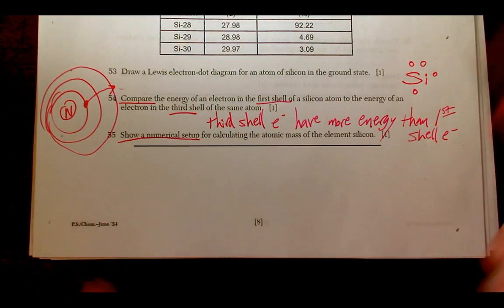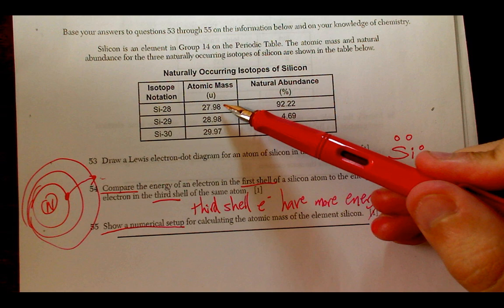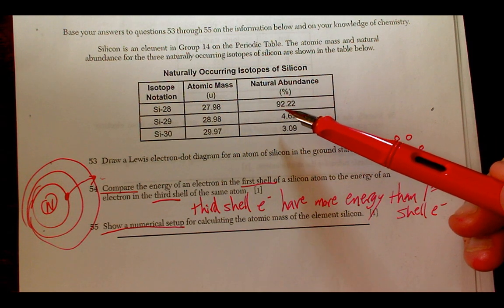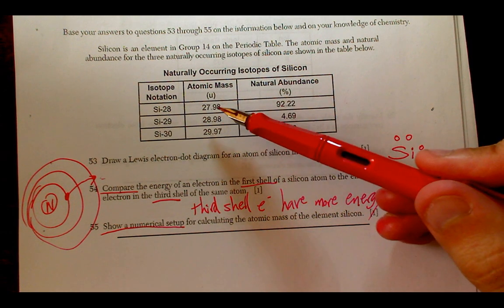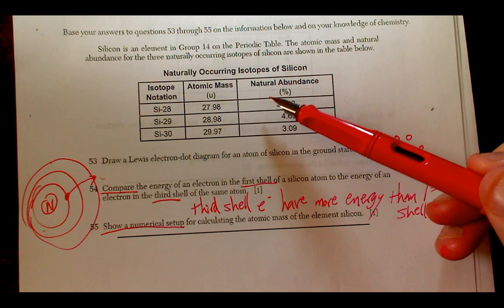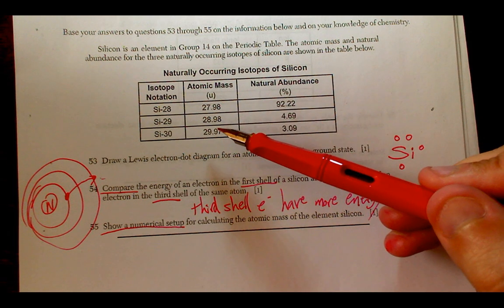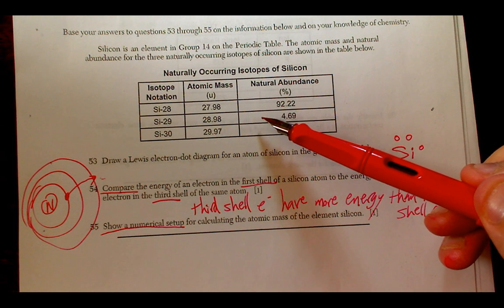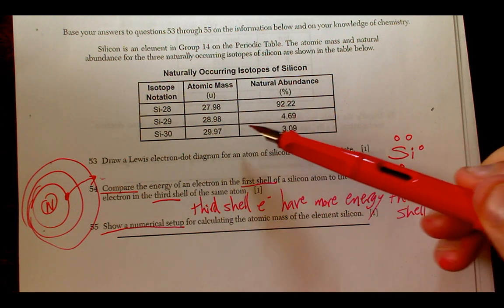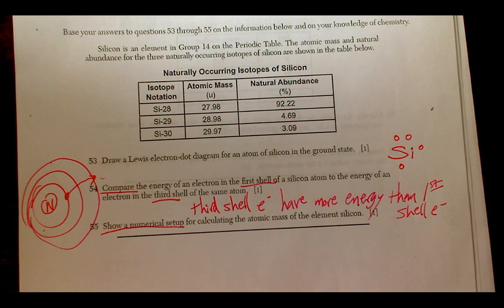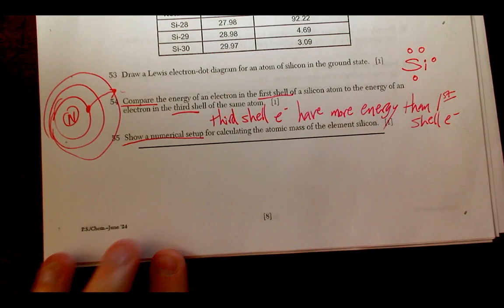You can either do the mass times the abundance, how common it is, for each one of these things. So in this case, you do 27.98 times 92.22, and then 28.98 times 4.69, and 29.97 times 3.09. You can do that, add them all up, and then divide by 100, or you can do a little bit different of an average. So I'll do the first one first.